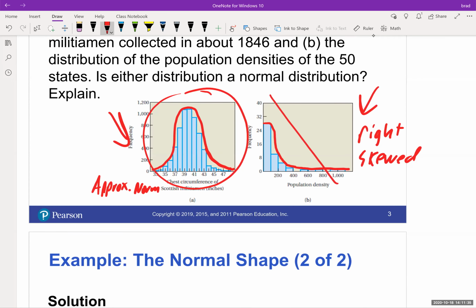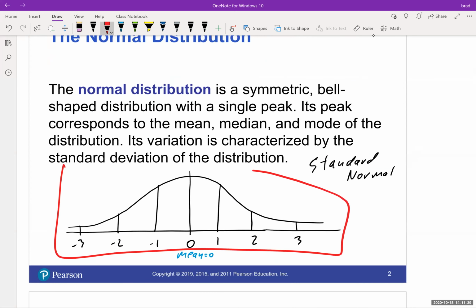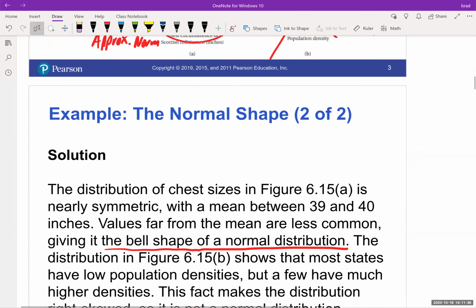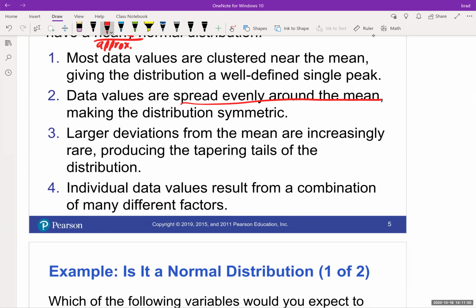This one obviously is not a normal distribution. And this is kind of my drawing right here, right? This is that one peak. Everything's clustered in the middle, and then it spreads out throughout the graph as you go further and further away from the mean. Okay, so spread evenly around the mean, making the distribution symmetric. That's what we're looking for.